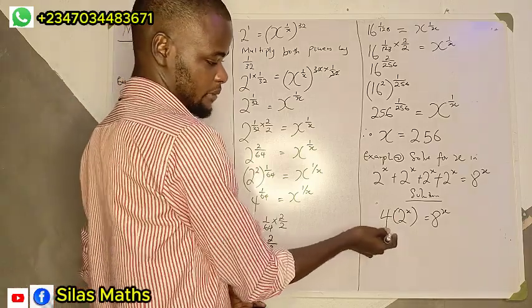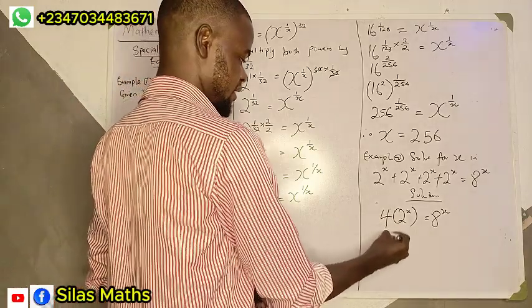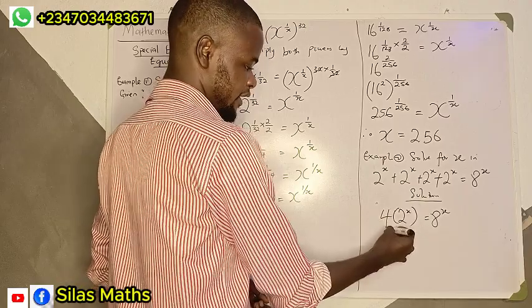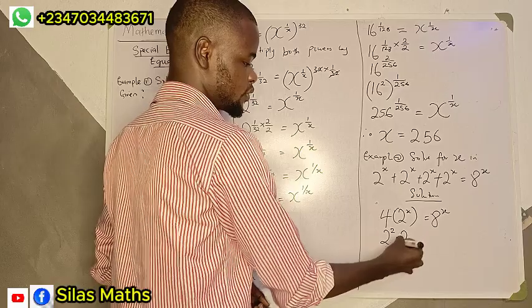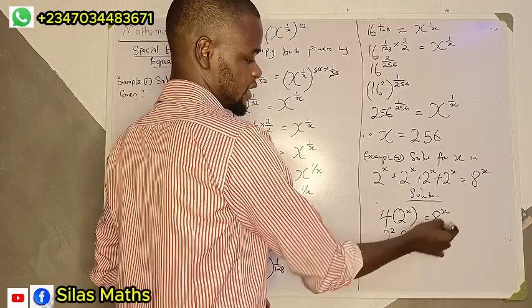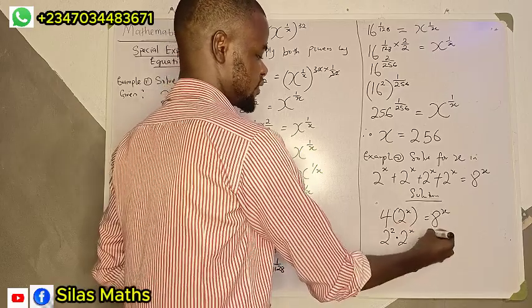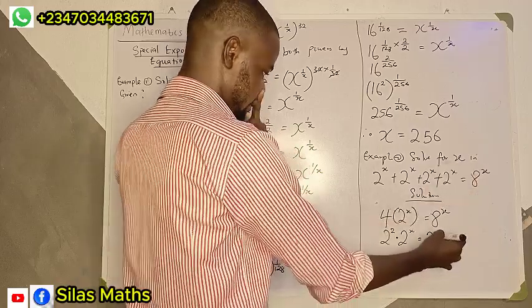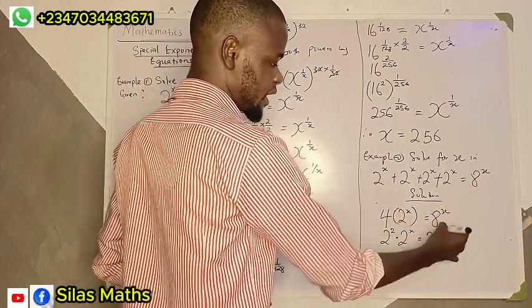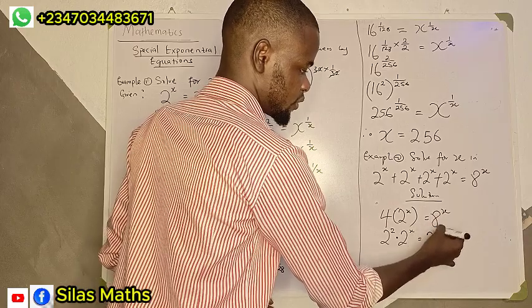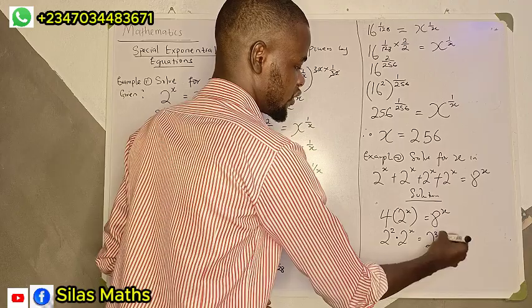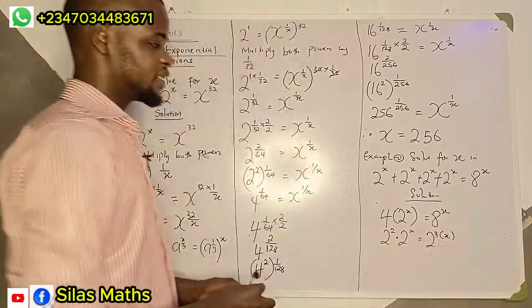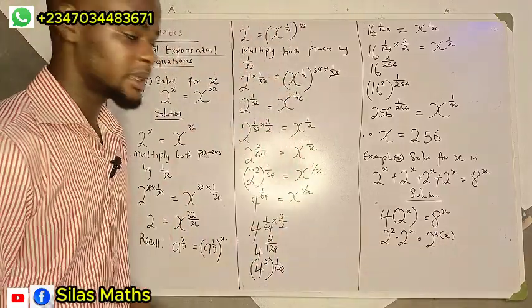So I'm going to apply something here. 4 is the same as 2 to the power of 2, and they are multiplying. I hope you know 8 is the same as 2 to the power of 3, so 8 to the power of x is 2 to the power of 3x. Yes, this and this are the same thing.